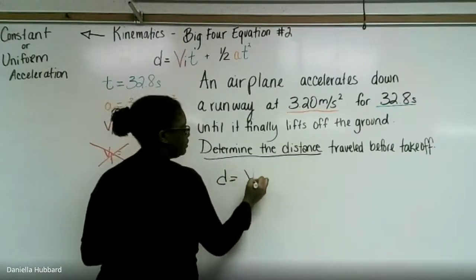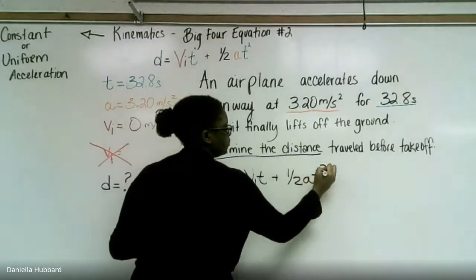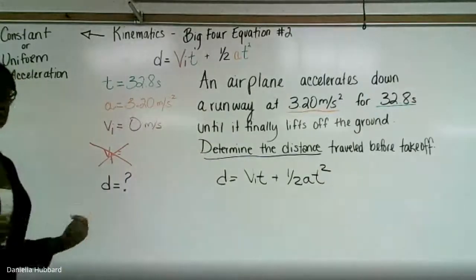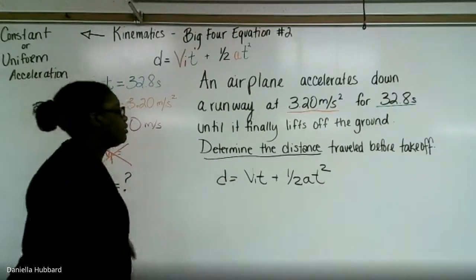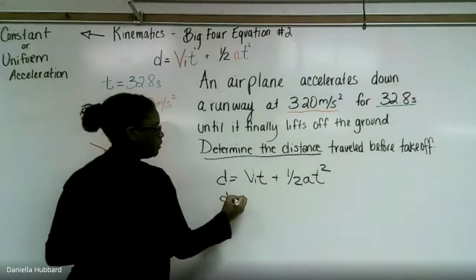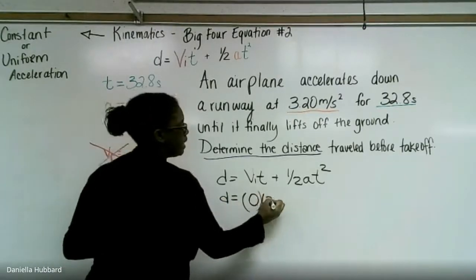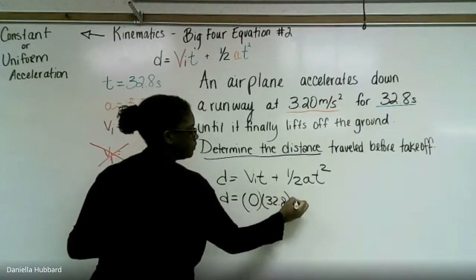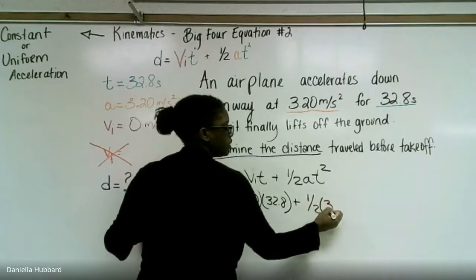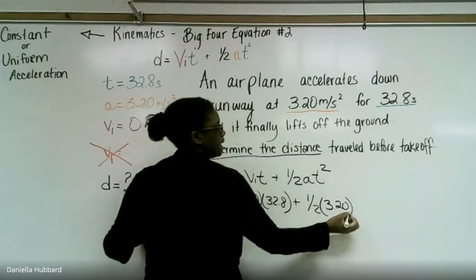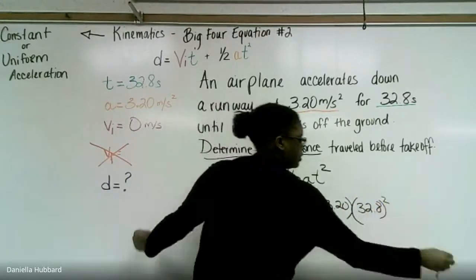So I'm just going to rewrite the equation as we see it. Now we're just going to take our information and substitute it in the equation. D, we don't know. VI is 0 times my time of 32.8 plus 1/2 acceleration, which is 3.20, times that same time number to the second power.